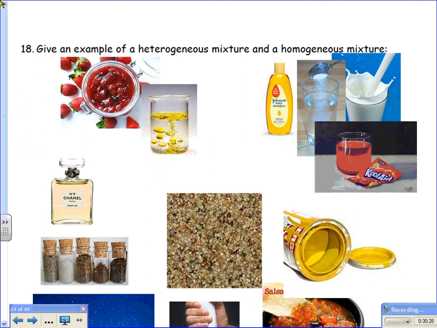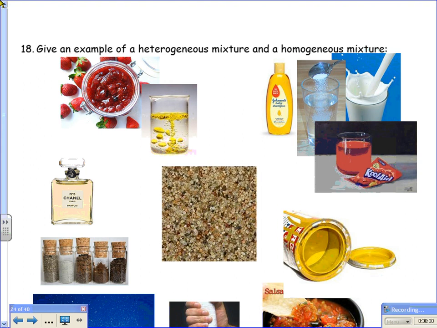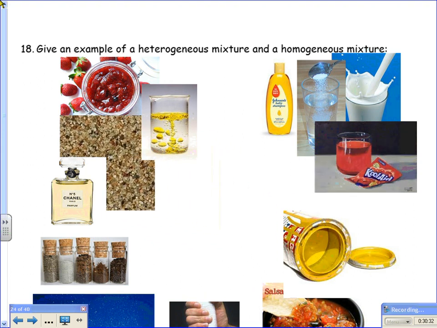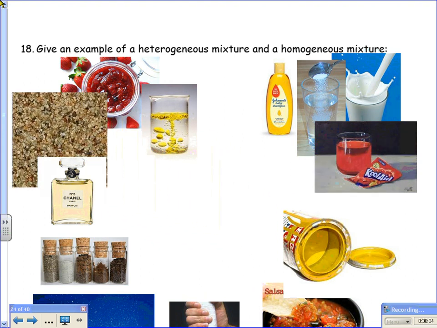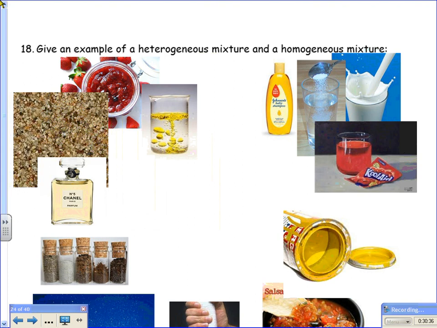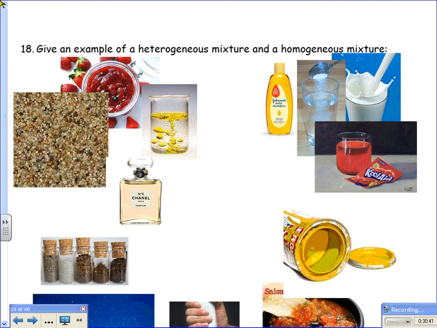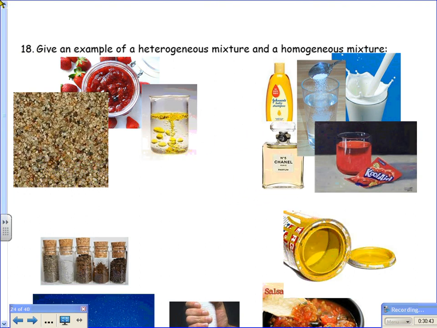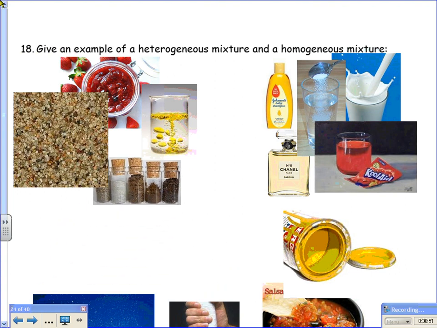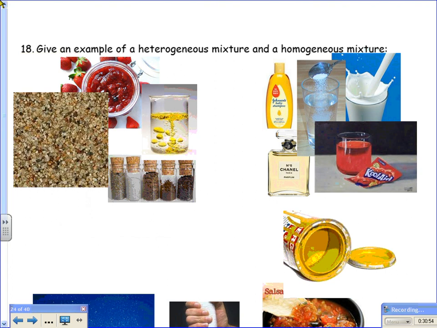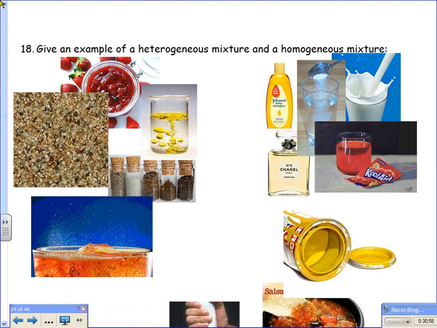What about sand? Yeah, that's pretty obvious. This is heterogeneous. We can see some or all of those parts in that sample of sand. Chanel. Oh, perfumes. Yes, perfumes are homogeneous mixtures. Here are some soil samples. Soil samples look different. Heterogeneous.